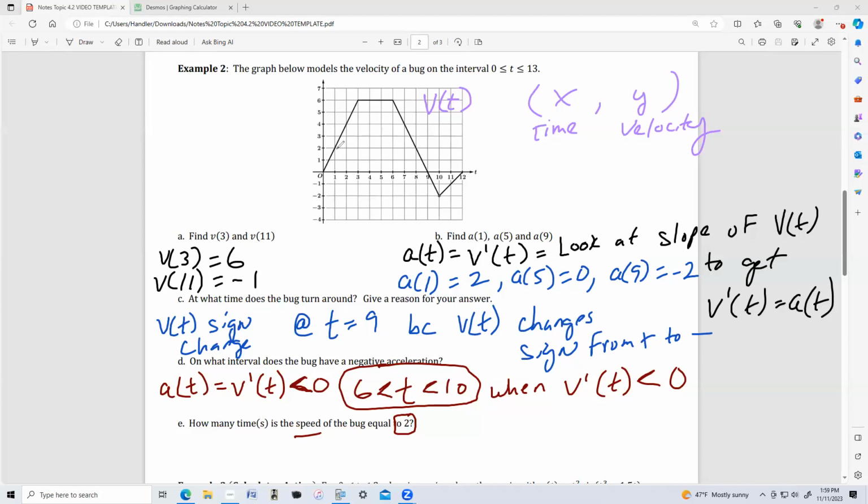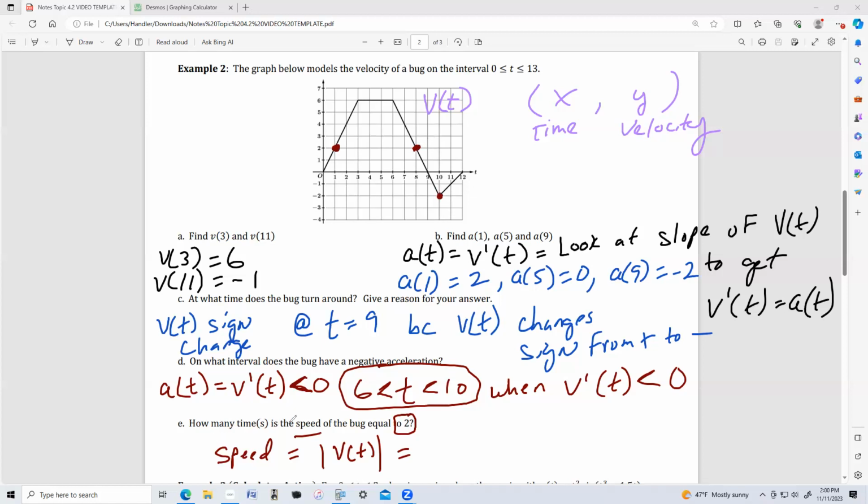here. Okay, this is velocity of 2 here, and you also have a velocity of 2 here. But remember, speed is the absolute value of velocity. So the velocity could also be negative 2, and the speed would just be 2. Well, you have velocity of negative 2 right here. So since speed is the absolute value, it could be plus or minus 2. So you have speeds of 2, which means velocity of 2 or negative 2, here, here, and here.